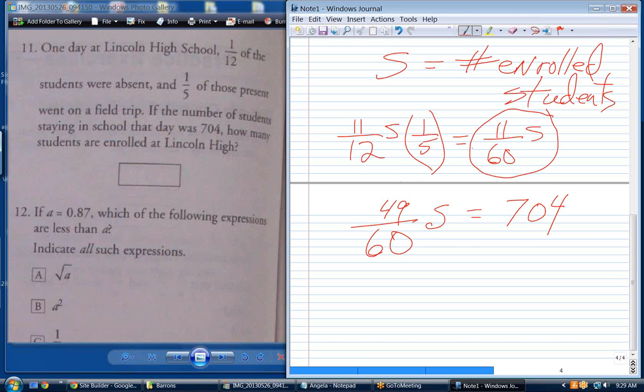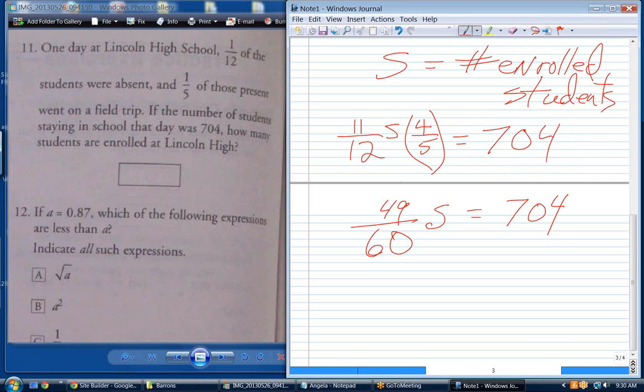Perhaps I took an extra step that wasn't needed. In other words, when we figured out how many students went on the field trip, it probably would have been a little better to do the opposite of the 1/5 and multiply 4/5 times 11/12 S, and that's going to equal 704, because that's how many students stayed there. I got to the same place. It's just I think I really needed an extra step my way.